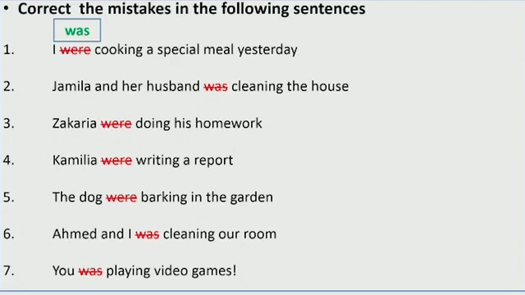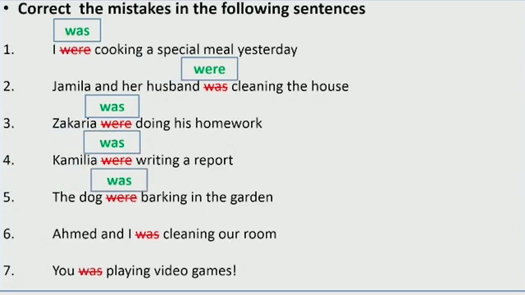So let's correct. So number 2, Jamila and her husband were. Good. Number 3, Zakaria was. Nice. Number 4, Camellia was. And number 5, the dog was barking. Nice. Ahmed and I. It's Ahmed and I, not just I. Good. Were. Number 7, you were playing video games.